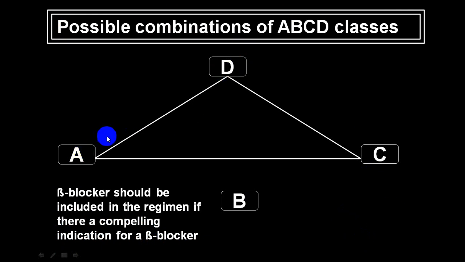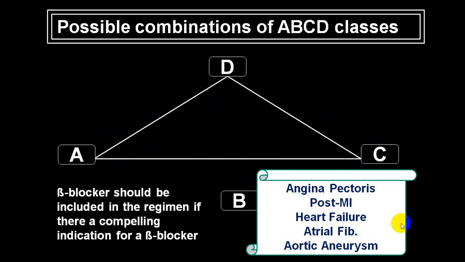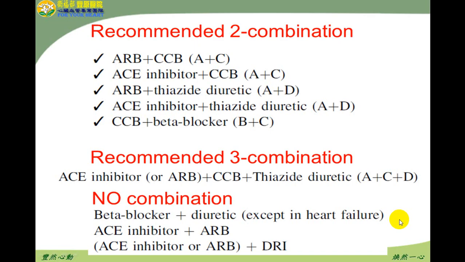A can be combined with D, A can be combined with C; B is separate. C can be combined with D, C can be combined with A. So that possibility is always there. And beta blocker is indicated in angina, post-MI, heart failure, atrial fibrillation, aortic aneurysm, etc. We have done this in detail. So these are all the possible recommended combinations.